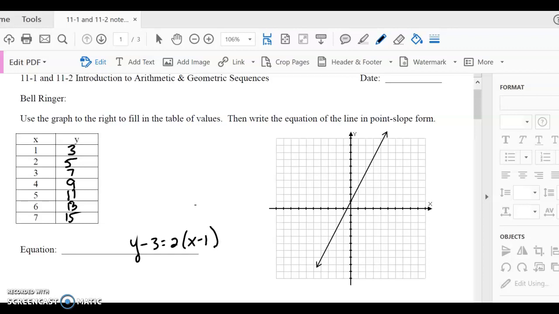Welcome to 11.1 and 11.2, Introduction to Arithmetic and Geometric Sequences.